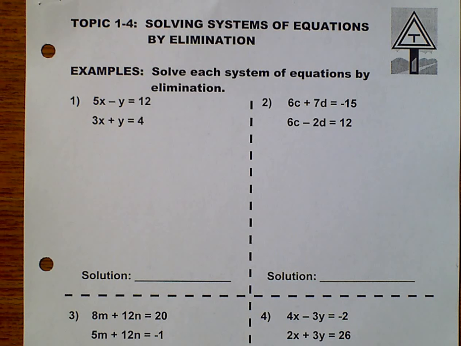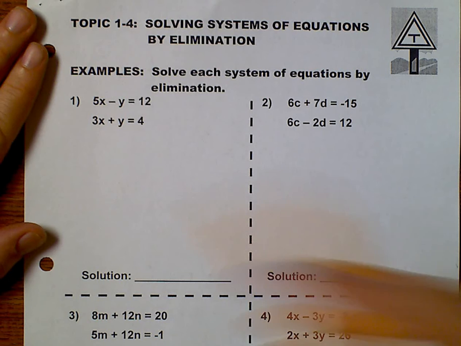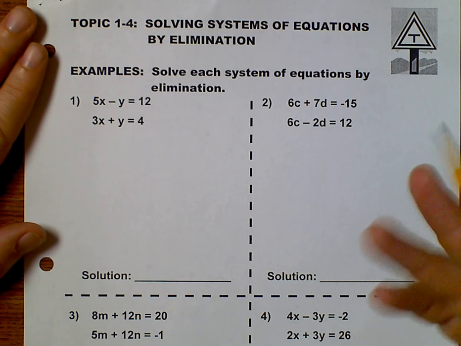Hello, this is topic 1-4 on how to solve systems of equations using the process called elimination. So we're going to solve these by elimination, and what we want to look for is coefficients that are the same but with different signs.